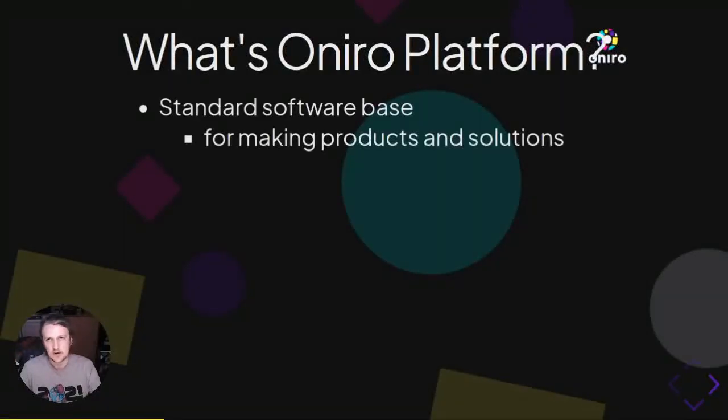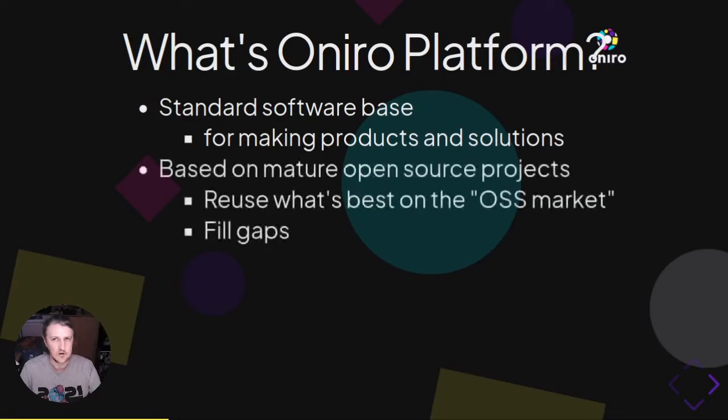What's inside the Oniro platform? Well, it's a standard software base for making products and solutions. This means we are not reinventing everything from scratch. We are based on mature open source projects. If they're not yet mature enough, we'll try to improve them to achieve the required quality, and we try to identify existing components that are available in the community and fill the gap if there is some feature missing, and then we integrate it back into Oniro. That's quite a common approach in open source software.